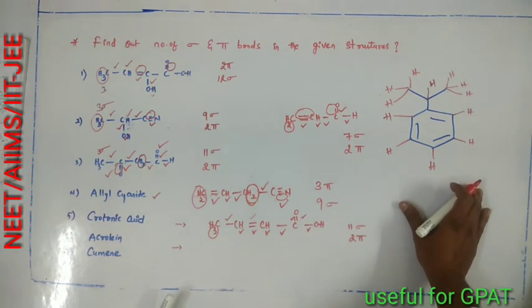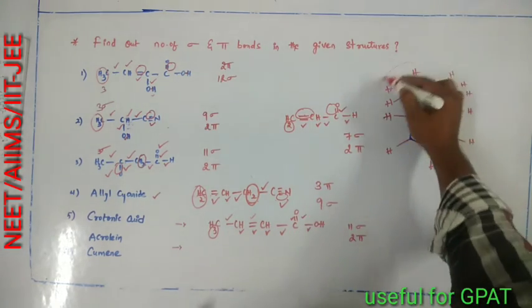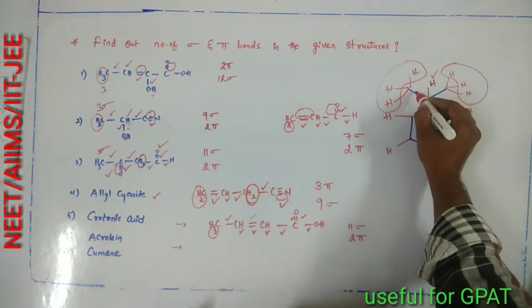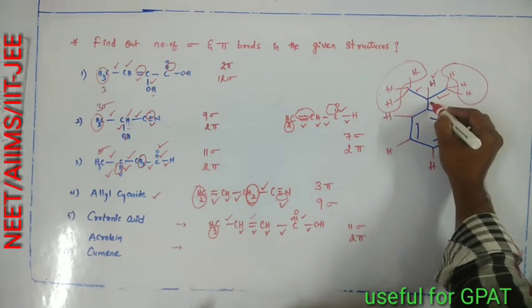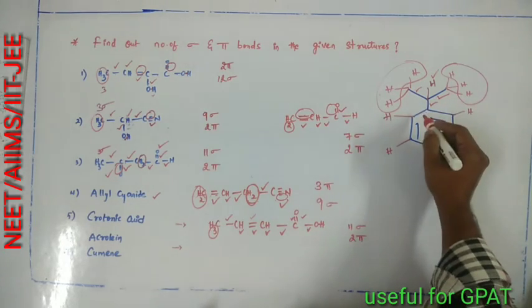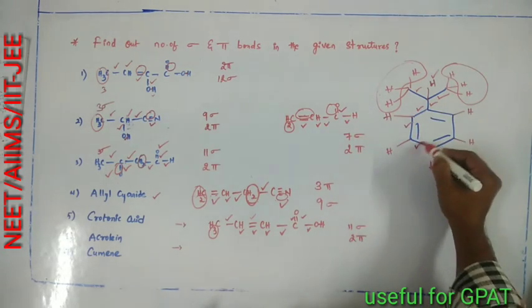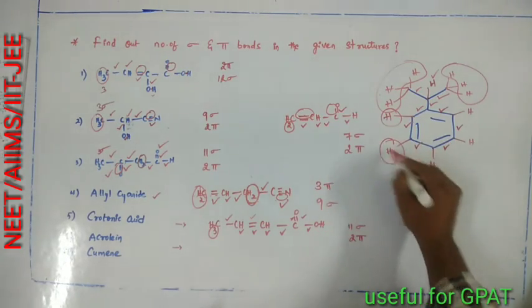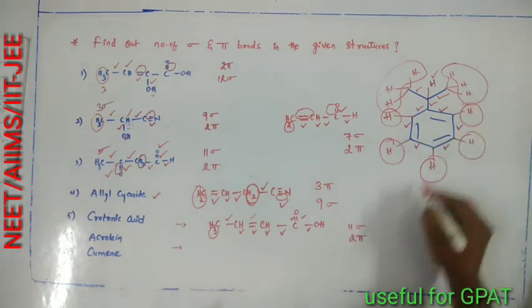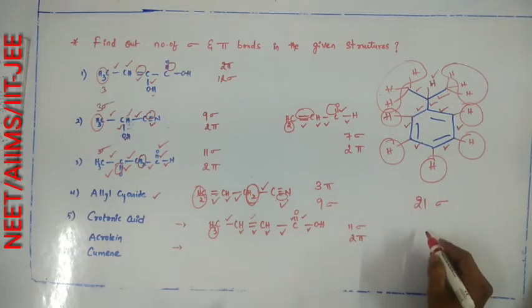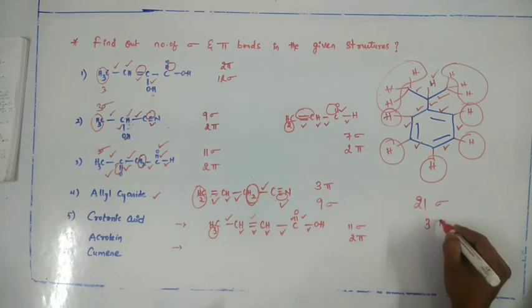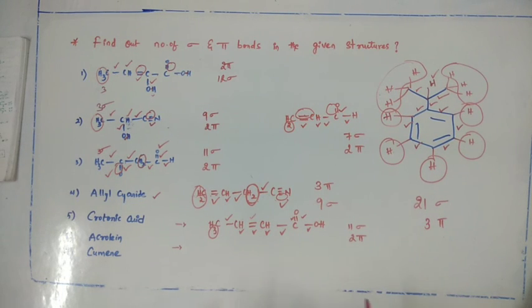By this you can easily find the number of sigma and pi bonds. So these are 3, 6, 7, so 8, 9, 10. So 10 sigma bonds, 11, 12, 13, 14, 15 and 16, 17, 18, 19, 20 and 21. So 21 sigma bonds are present. Then in the benzene nucleus 3 pi bonds. So in total 21 sigma bonds and 3 pi bonds are present in the cumene structure.